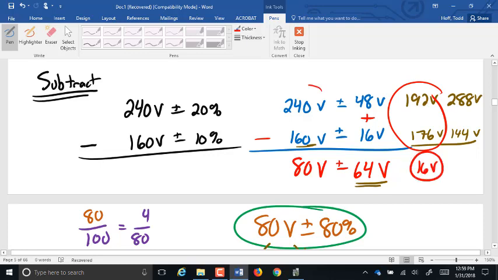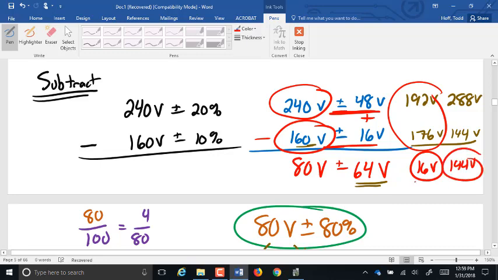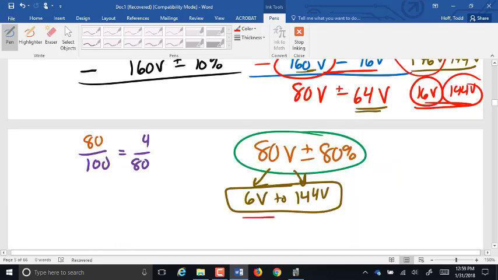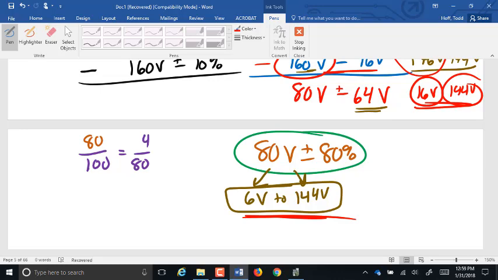That's if I take the smallest value of this one minus the largest value of that one. That's the smallest possible difference. The largest possible difference is if I took the largest value of this one minus the smallest value of this one. 288 minus 144 is 144. So that does give us the same range as just combining the absolute errors. As you can see here, when you're working with these, the errors do build up rather quickly. Any questions on those?